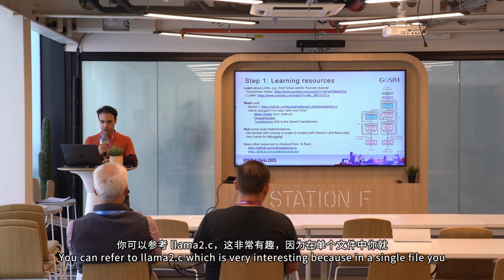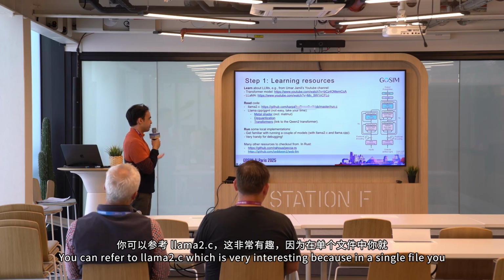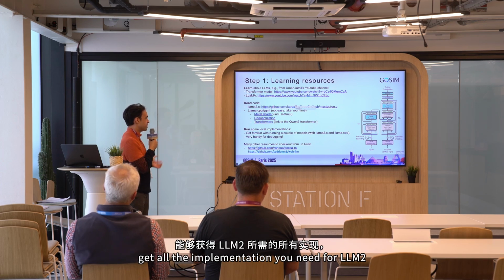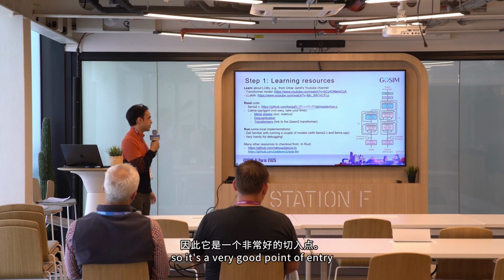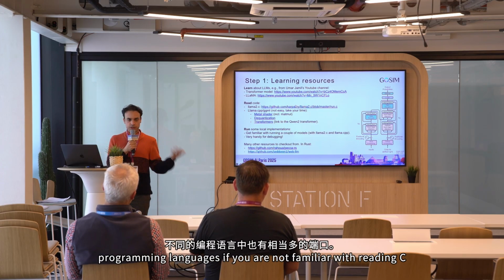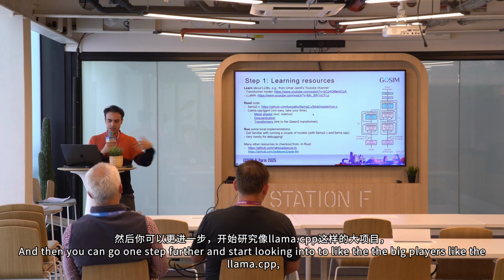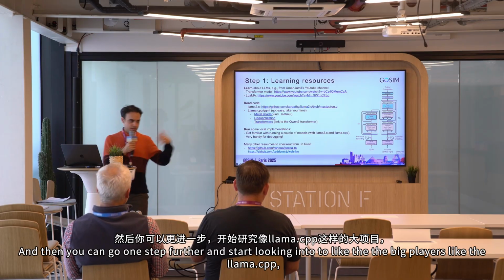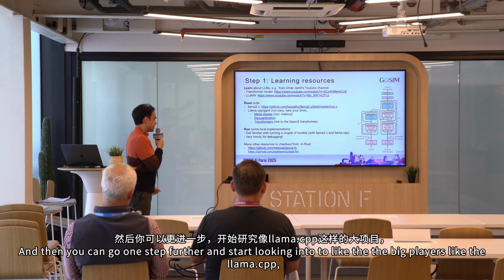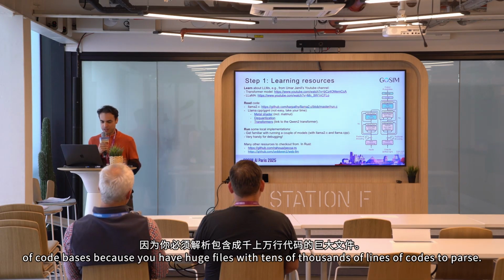And then you can read some code. You can refer to llama2.c, which is very interesting because in a single file, you get all the implementation you need for llama2. So it's a very good point of entry. And it also has quite a few ports in different programming languages, if you are not familiar with reading C. And then you can go one step further and start looking into the big players like llama.cpp, and you will see that it's extremely difficult to understand these kinds of code bases because you have huge files with tens of thousands of lines of code to parse.